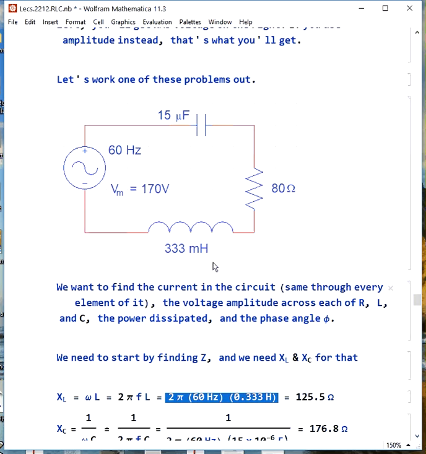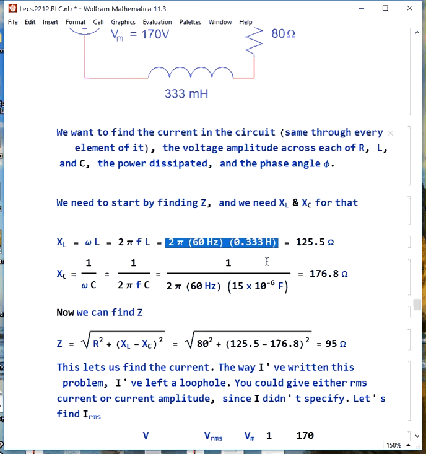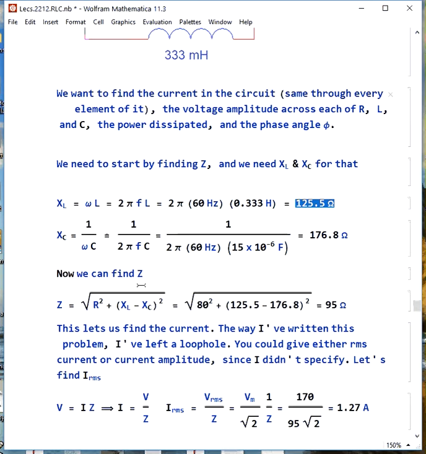So it's essentially a wall outlet in the United States. When we put this in, we get about 126 ohms. What about the capacitor? Here we have 1 over omega C, or 1 over 2 pi FC. We put in our numbers and we get about 177 ohms. Now we have what we need to find Z.